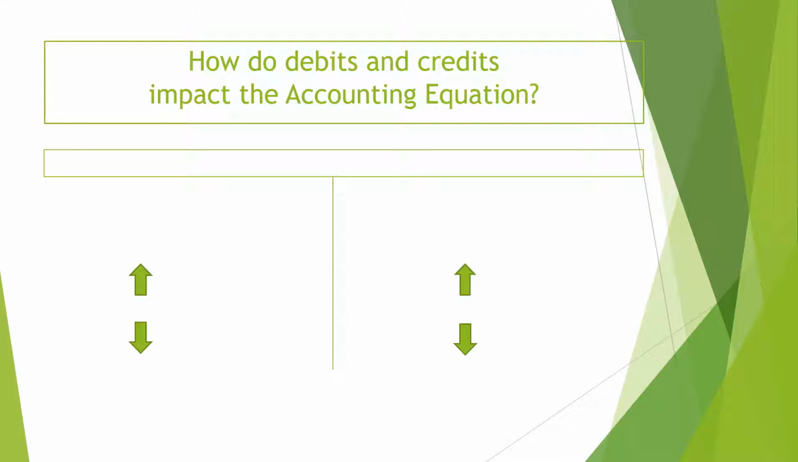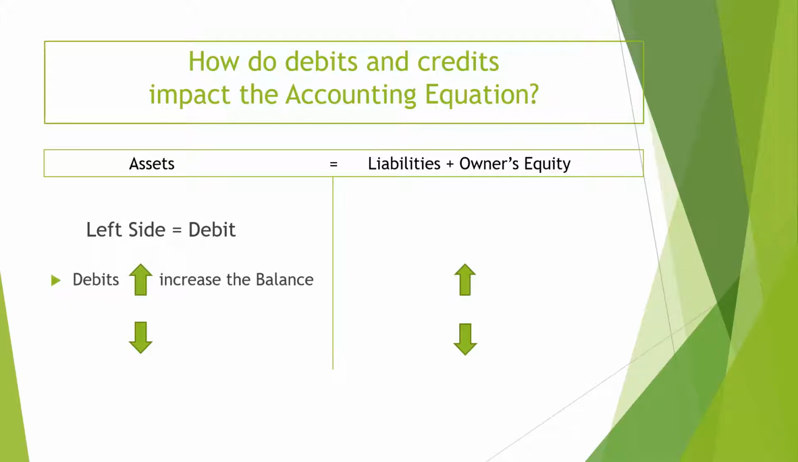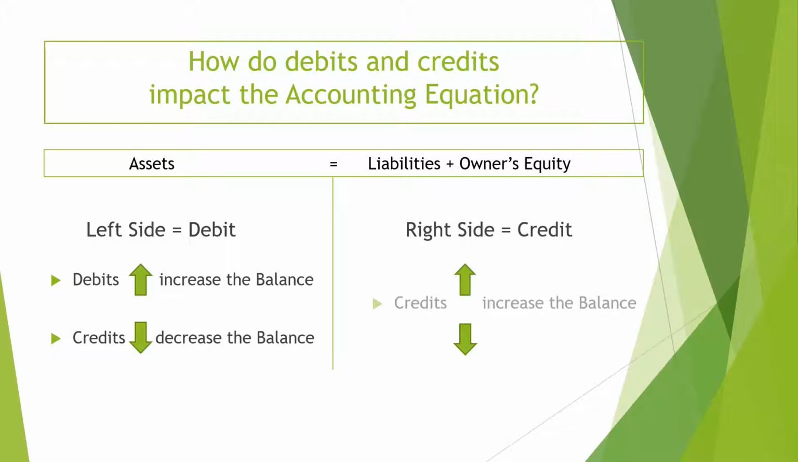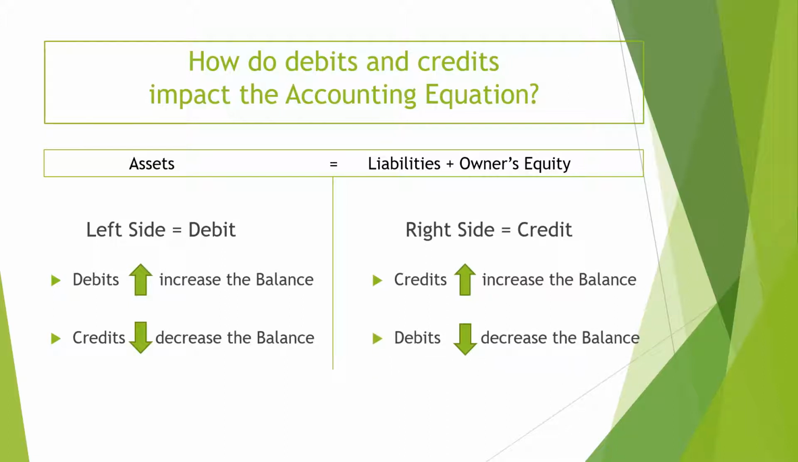So how do debits and credits impact the accounting equation? Well, first, let's remind ourselves of what the accounting equation is. It is assets equal liabilities and owner's equity. So remember, left side are debits. Assets carry a normal debit balance, so debits are going to increase the balance, while credits decrease the balance. Let's move to the right side, which represents our credits. Credits increase the balance, and debits decrease the balance of accounts on the right side.